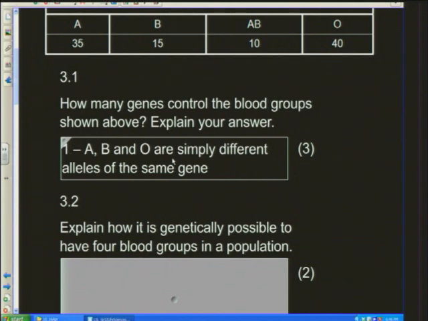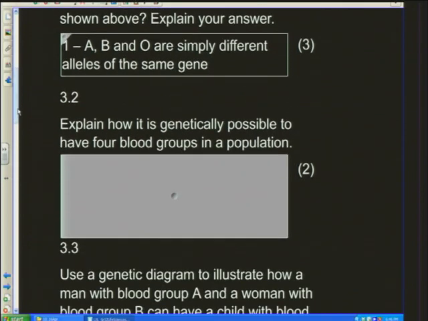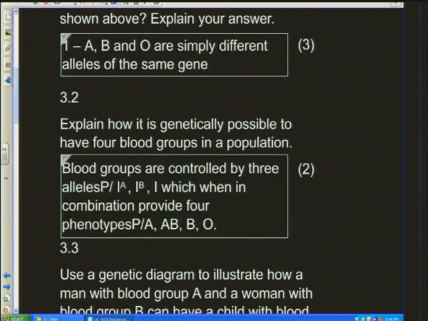Or explain your answer. Sorry, you had to talk about that. That's why you're getting three marks there. Explain how it is genetically possible to have four blood groups in a population. How do you get four blood groups out of that? Obviously, blood groups are controlled by three alleles, that is IA, IB, and small i, which in combination provide four phenotypes, that is blood group A, blood group AB, blood group B, and blood group O.